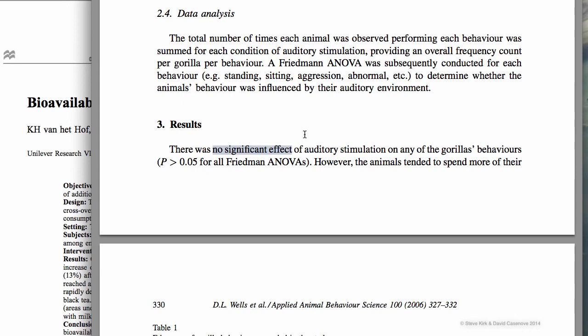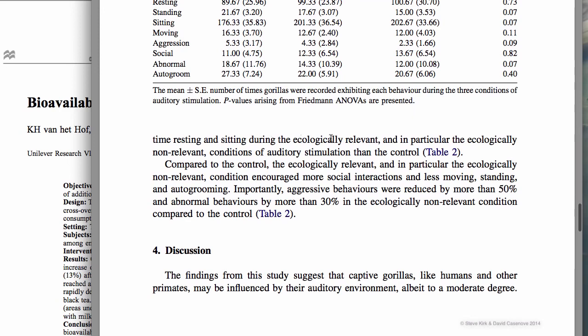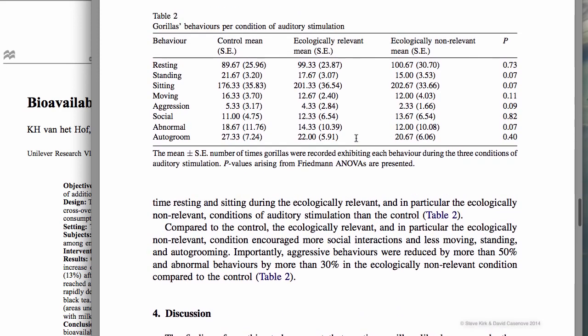This is not really surprising since there's only 6 gorillas. But they can still explain the interesting trends in the data. In fact, they explain the main trends of all 8 behaviors that are included in the study. So here we see the animals tended to spend more of their time resting and sitting during the ecologically relevant, and in particular the ecologically non-relevant conditions. So all 8 of these behaviors that are shown in the table are mentioned in the sentence, basically explaining what the differences are.